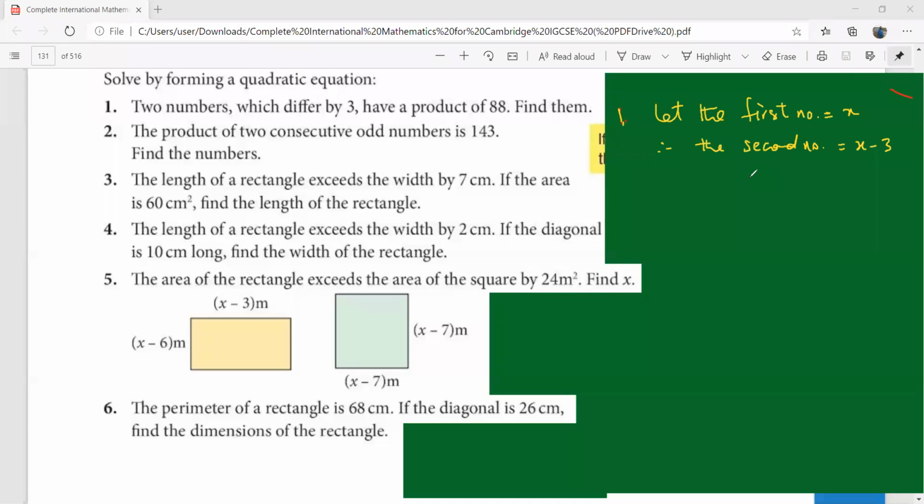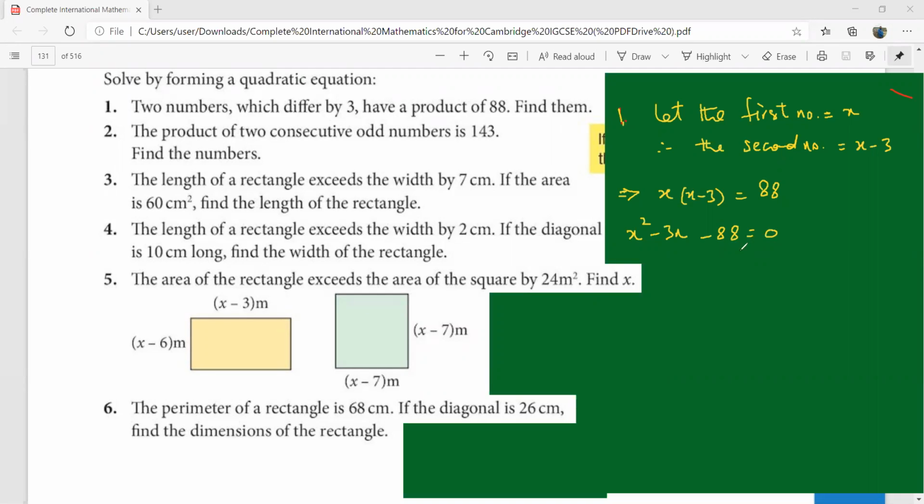Okay. Now it says they have a product of 88. So this implies that the product is x times x minus 3, that is equal to 88. Okay. So you can't just say, okay, x is 88 or x minus 3 is 88. You have to expand and you have to bring all the terms to the left hand side.